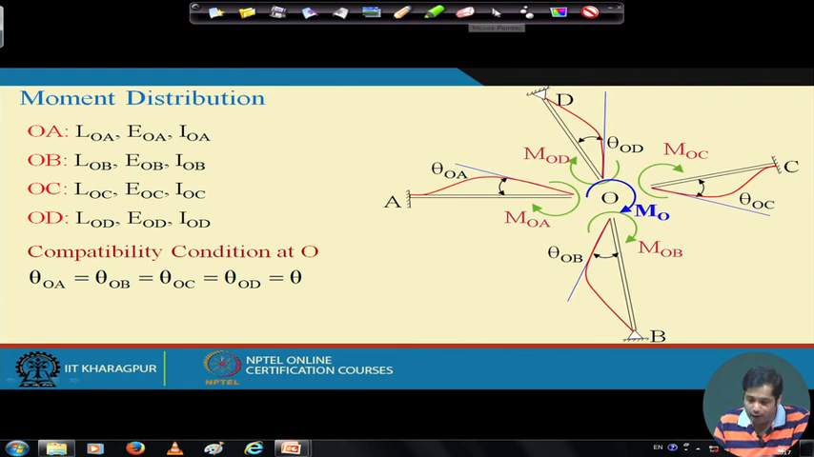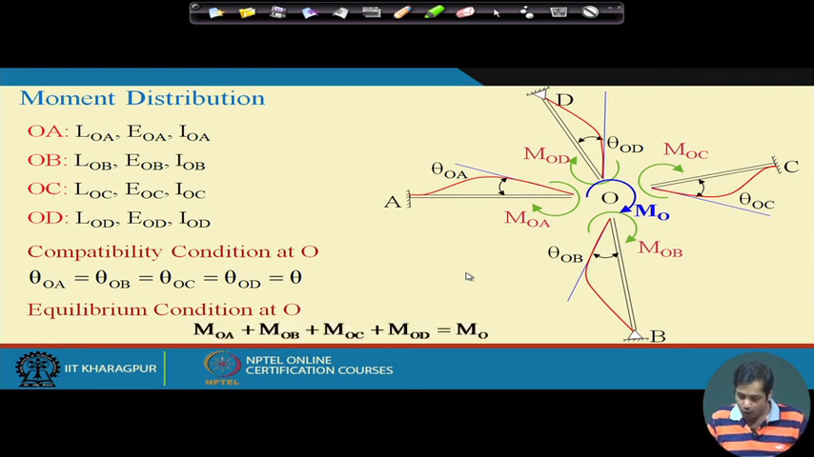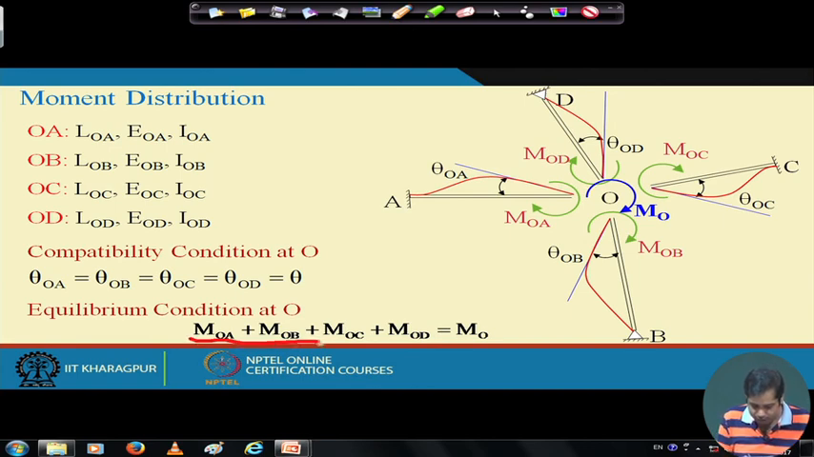Okay. Now, what is the equilibrium condition at O? The equilibrium condition at O says that the summation of all these moment contributions should be equal to M0. Okay, that is the equilibrium condition at O. So, we have two conditions here. One is the compatibility condition, this one, and one is the equilibrium condition, this one. Now, we are going to use both these conditions, compatibility and equilibrium, to find out the values of the moments in different members. Okay. Now, let us do that.